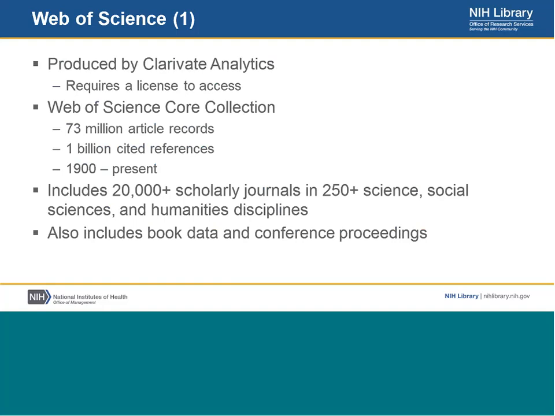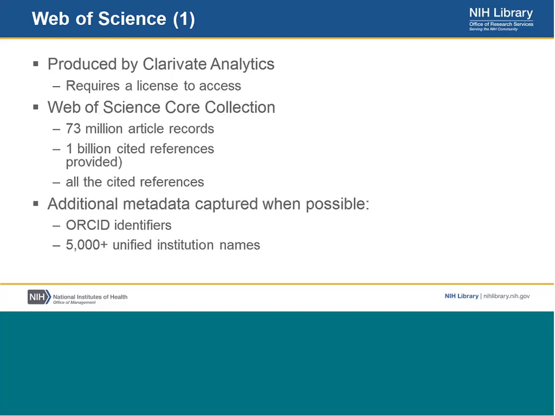Most frequently, we here at the NIH Library end up using the Web of Science core collection, which has over 73 million article records and over 1 billion cited references. The time scope for this resource goes as far back as 1900 up to the present. Web of Science includes over 20,000 scholarly journals in over 250 discipline areas, including the sciences, which includes biomedical resources and life sciences, as well as the social sciences and humanities. In addition to journals, the Web of Science core collection also includes data on books and conference proceedings.